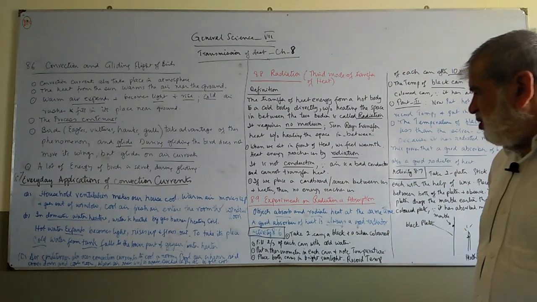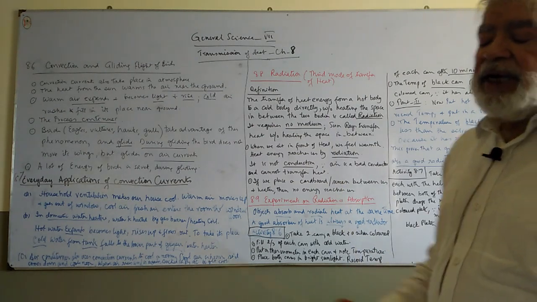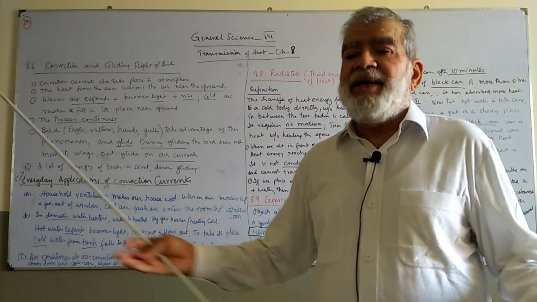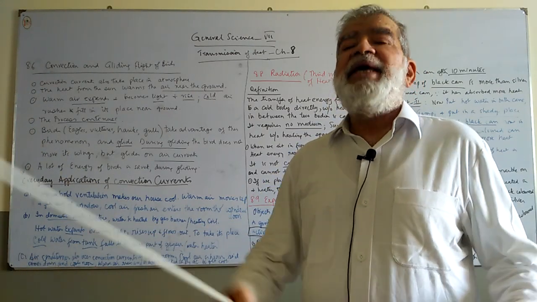Next topic is 8.9. Experiments on radiation absorption. यानी रेडिएट करने का मतलब होता है इमिट करना, किसी हॉट बॉडी से तवानाई का खारिज होना.